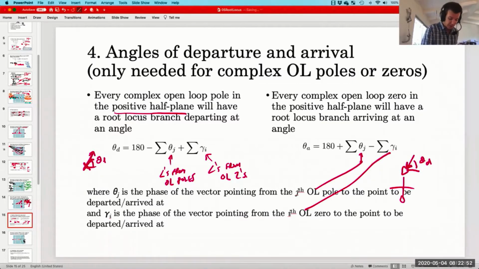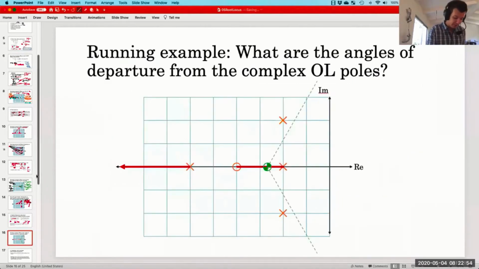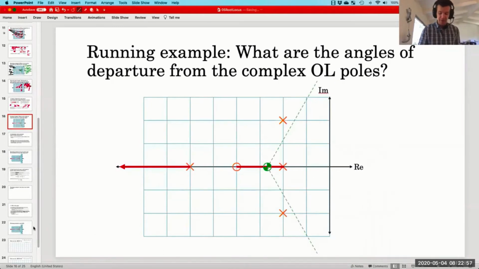Okay, so let's work out the arithmetic, or I guess the trigonometry, for our running example. So this is the example as we have it so far. We have the center of mass, we have the asymptote angles plotted, we have the real axis loci shaded in, and so now our job is to figure out the angle of departure. So let's go ahead and do that.